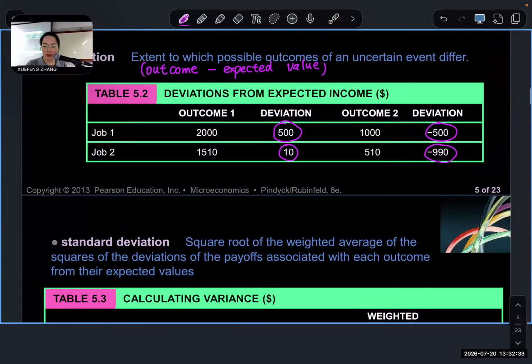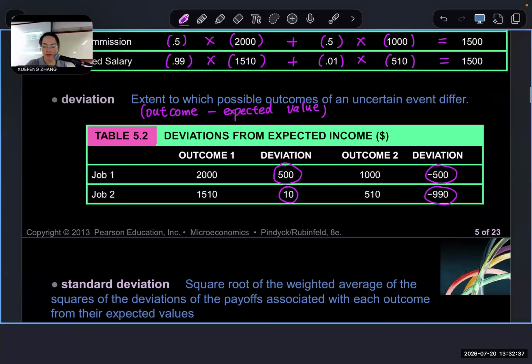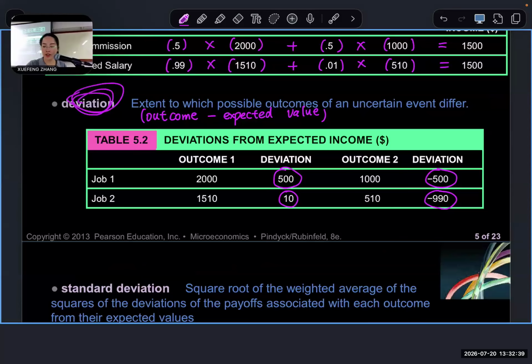Remember from table 2, this is deviation, right? And the deviation is positive 500 and negative 500. If we just average them, they cancel and become 0, okay? Because one is positive, one is negative, so they cancel out to 0. That's why we cannot average them.